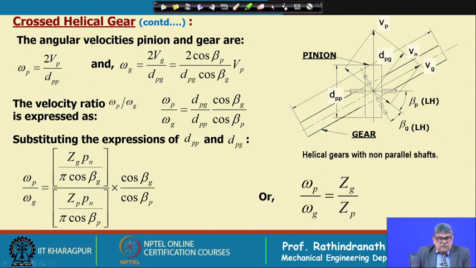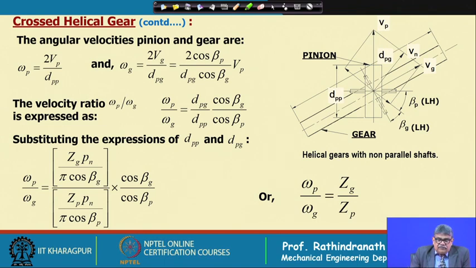If we simplify further, omega_p by omega_g is equal to teeth number of gear divided by teeth number of pinion. Just keep in mind that the pinion is smaller than the gear in most cases, so omega_p will be higher than omega_g, and the teeth number of gear will be higher than the teeth number of pinion. So, these relations you can easily understand. Now, in case of parallel shafts and in case of crossed helical shafts, the speed ratio is directly the ratio of teeth numbers, whether it is speed of gear divided by speed of pinion or vice versa, it will always be the respective teeth numbers of the gears, or the reciprocal of that.